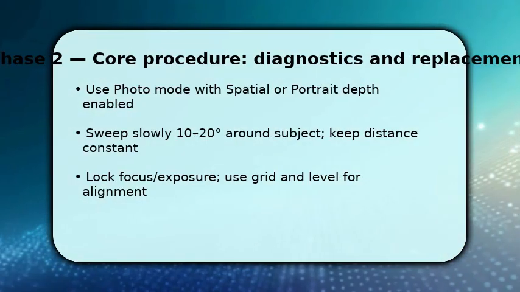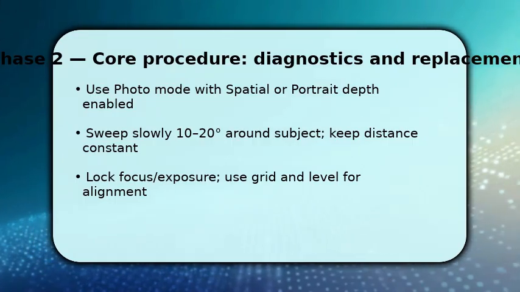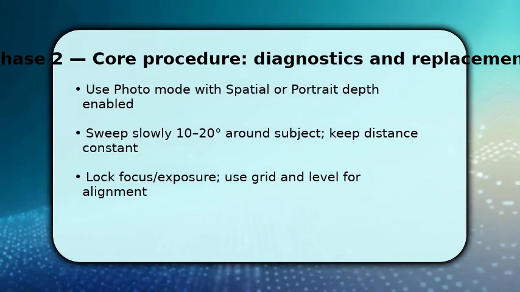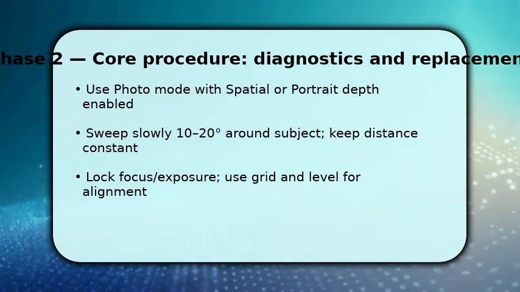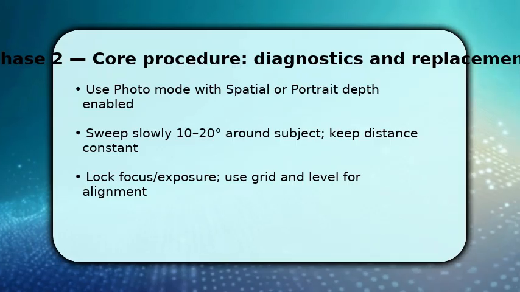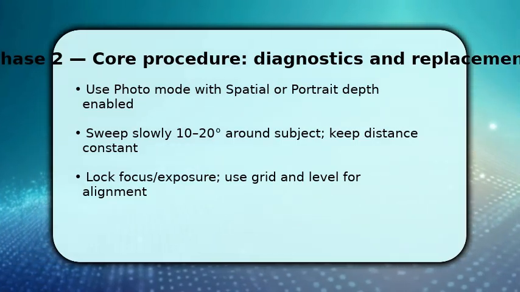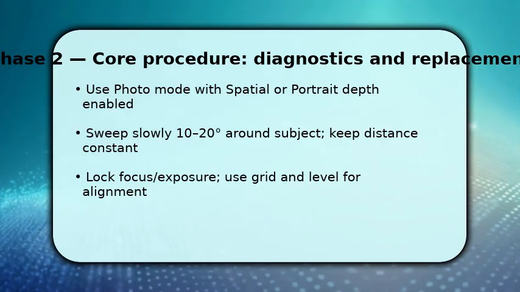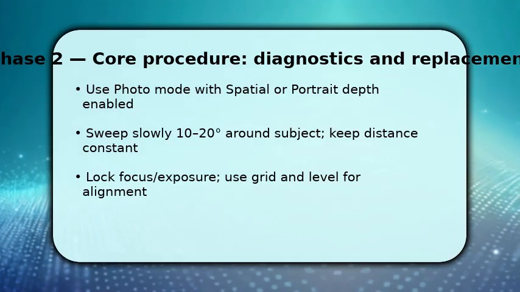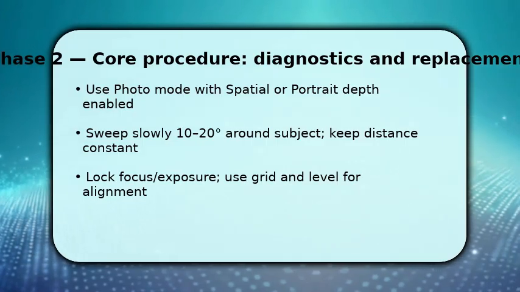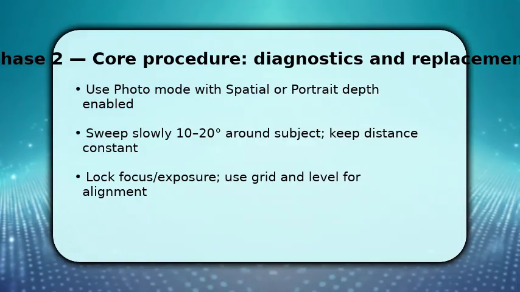You now capture the depth-rich frames. Set the camera to photo or portrait with spatial depth enabled so the iPad records depth maps alongside color. Make a slow sweep of about 10 to 20 degrees around the subject, keeping distance consistent to preserve parallax. Move too fast and depth will jitter. Lock focus and exposure before you begin, and use the grid or level overlay to keep horizons straight. Once captured, verify the depth preview and create a second take if edges look noisy.